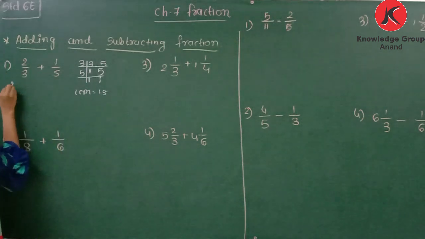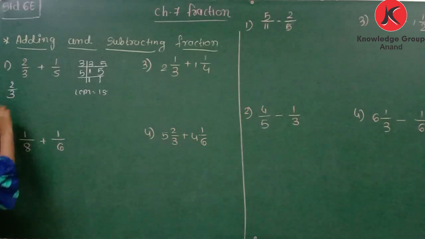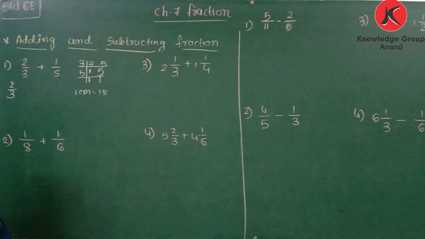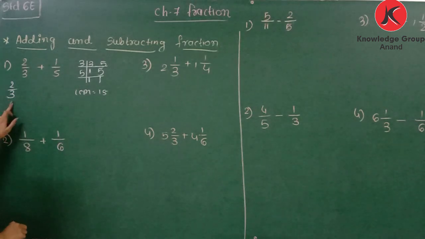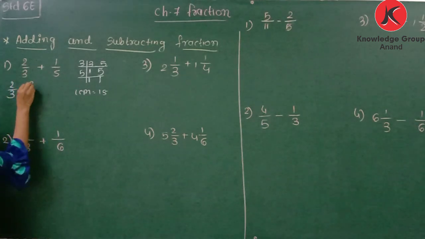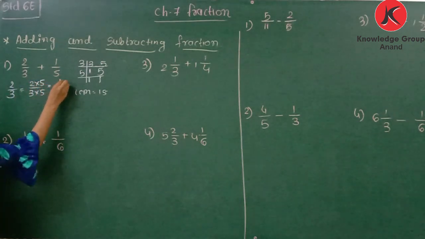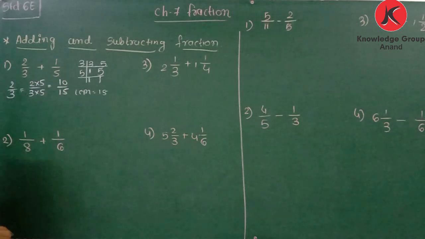Now you need to make the denominator equal to the LCM. So let's make 2 by 3 with denominator 15. What do we need to multiply with 3 to make the denominator 15? Here we need to multiply 3 with 5. So let's multiply. It is 2 by 3 multiplied by 5 and 5. So we will get 10 by 15.